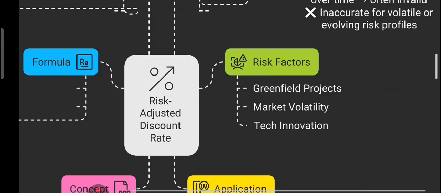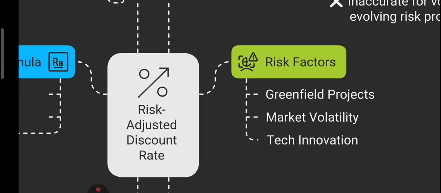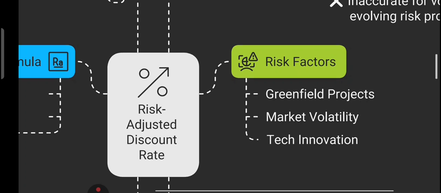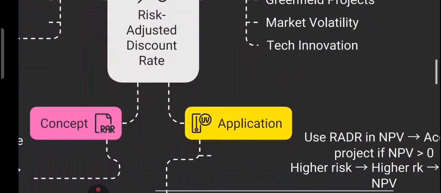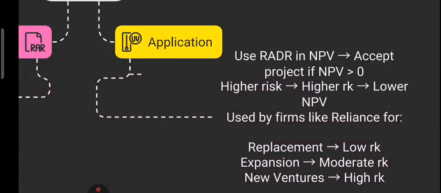Now have a look at the risk factor. You know, RADR is very useful for greenfield projects, right? Projects in a volatile market, tech innovation or innovative undertakings. And if you look at the application, a very important thing: firms use RADR to decide whether to accept a project or to reject it.